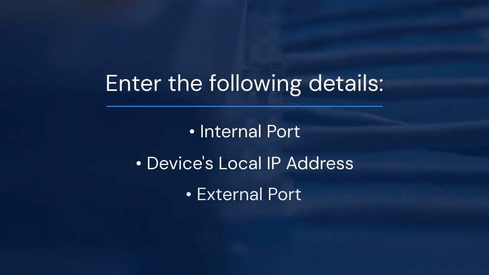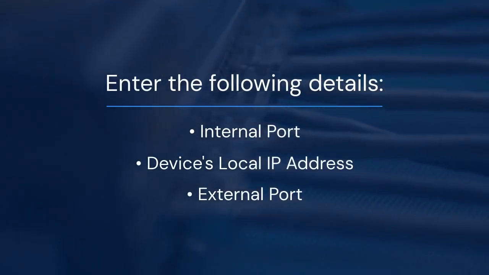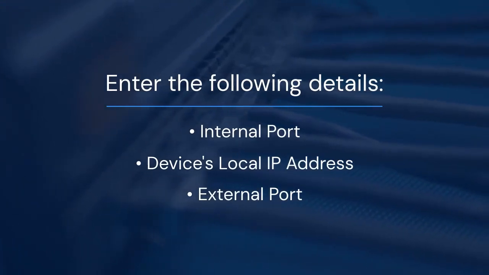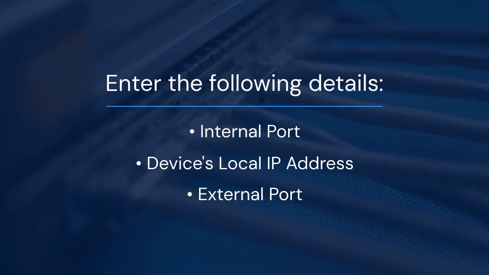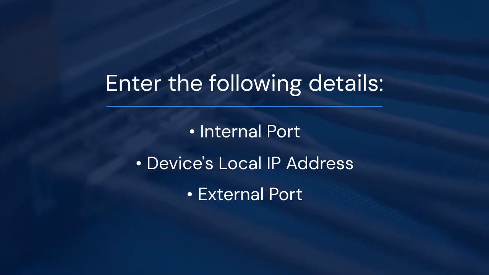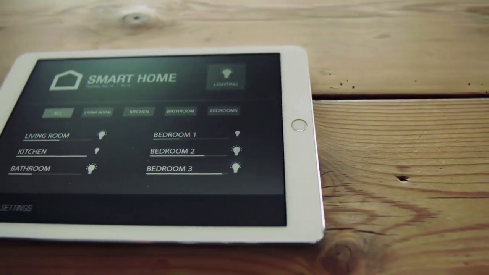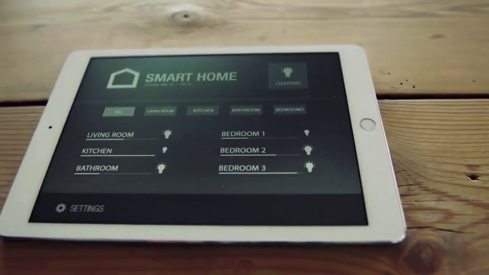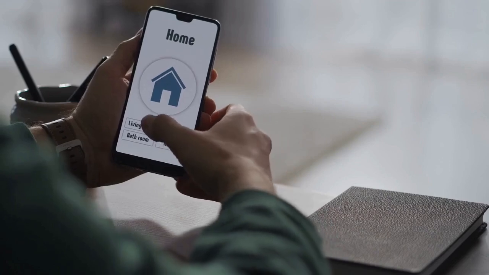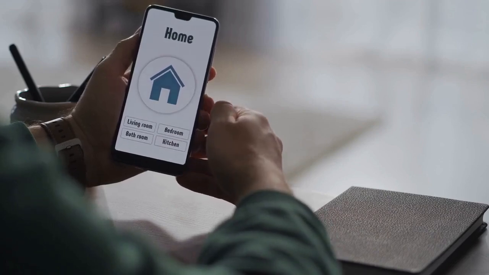You'll need to enter the service name for the rule you are creating, the protocol such as TCP or UDP, the external port which is the port outside your local network, the internal port, and your device's local IP address. Your device's local IP address is often the same one your computer is using on your local network. After you fill in all the settings, save your changes.